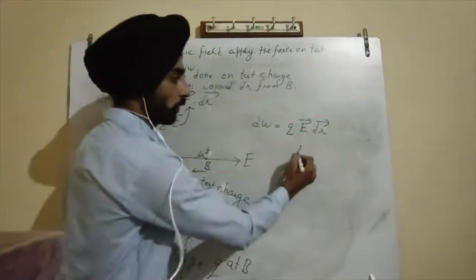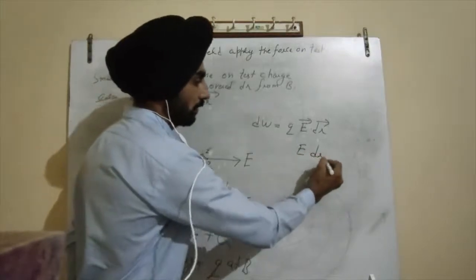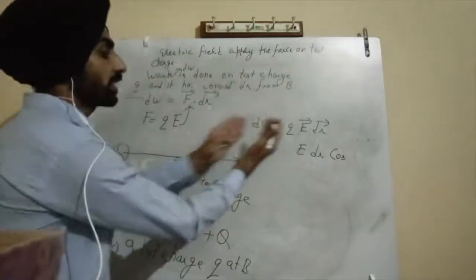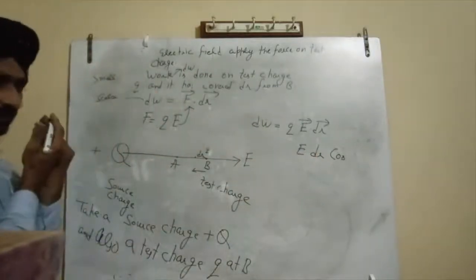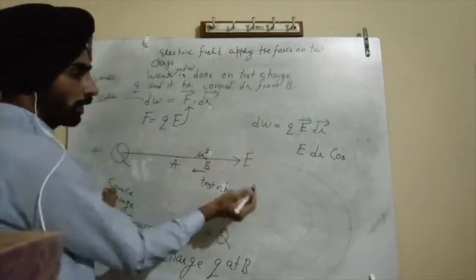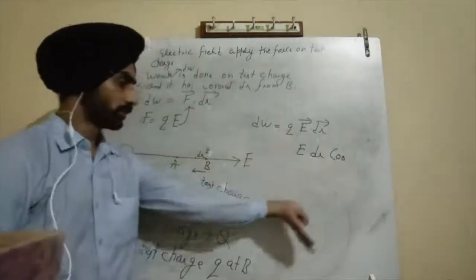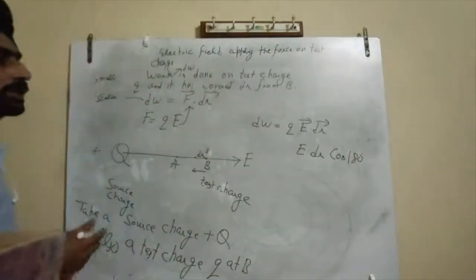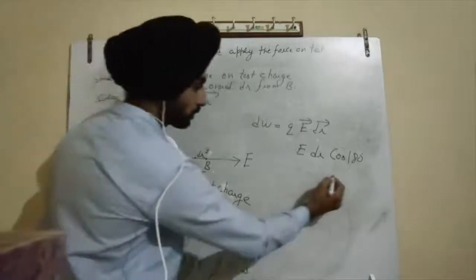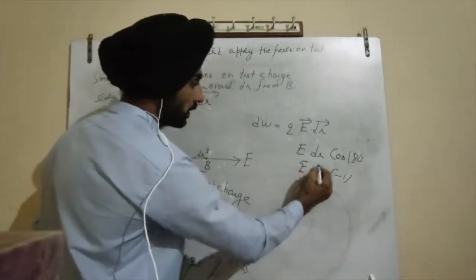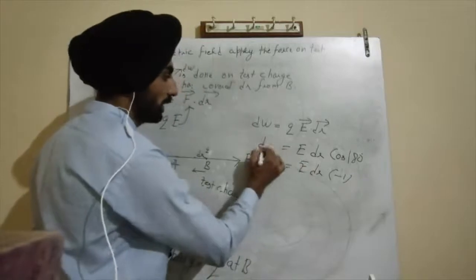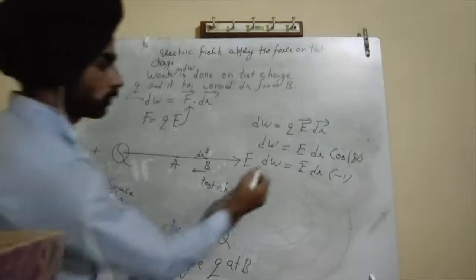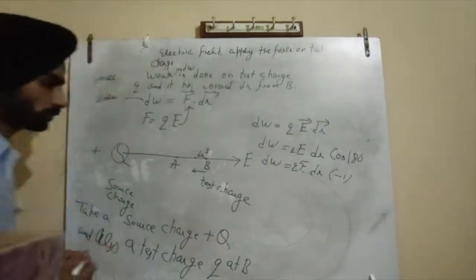What is the dot product of two vectors? First vector, second vector, cos theta between these two vectors. What is theta? E is acting in this direction, dr in this direction. So there is an angle of 180 degrees. So cos 180, what will be the value of cos 180? Minus 1. So dW is equal to minus QE dr, and here Q also and Q also.